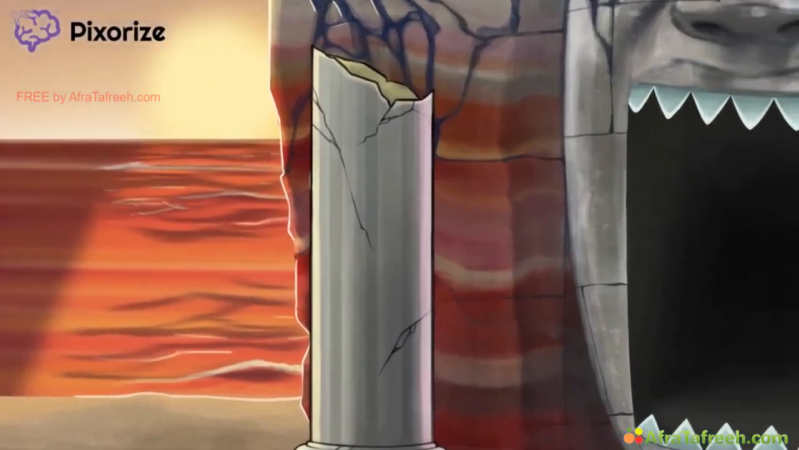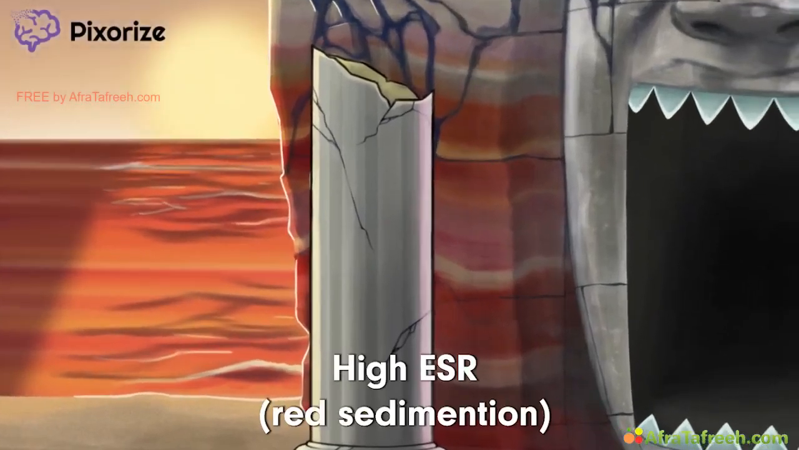Next, notice how the temple is constructed out of a special kind of rock. It's red and kind of reminds me of sedimentation. This red sedimentary stone should help you remember the sedimentation of red blood cells, also known as the erythrocyte sedimentation rate. The erythrocyte sedimentation rate, or ESR, is a surrogate for inflammation.